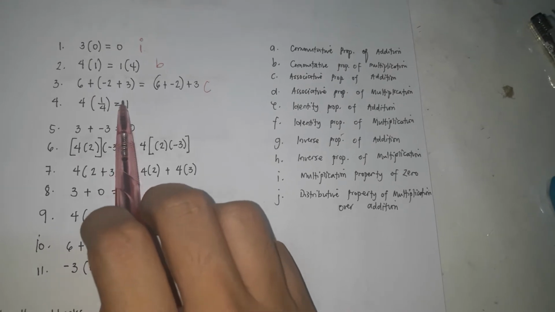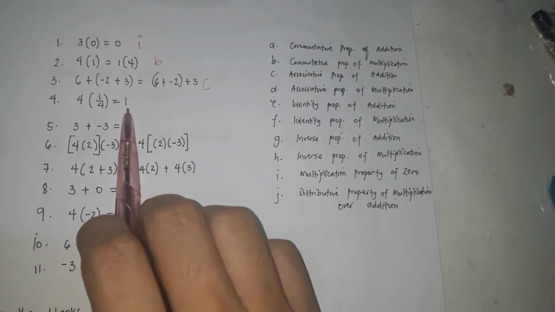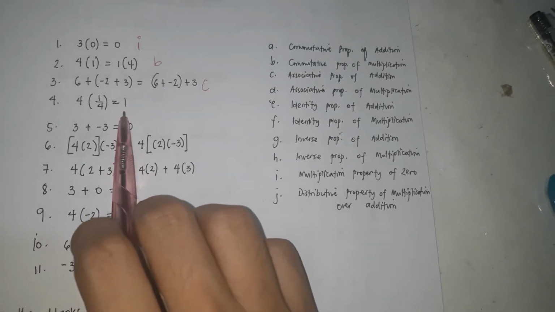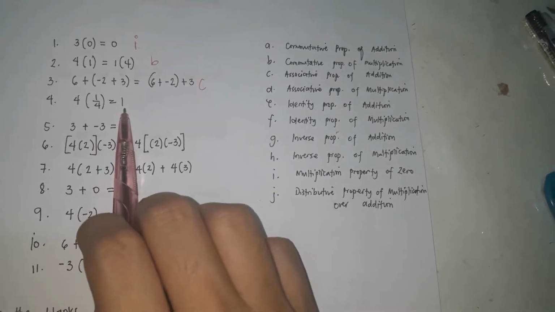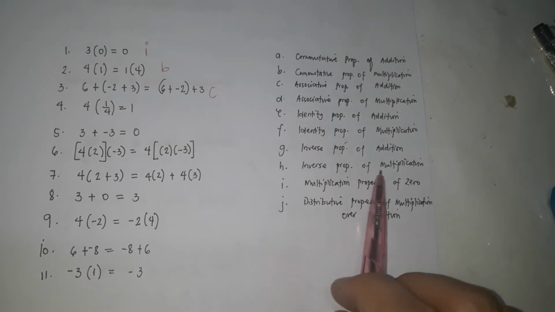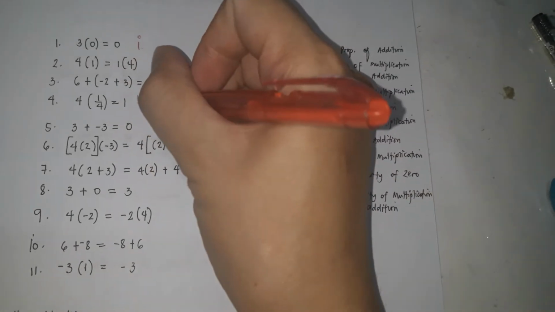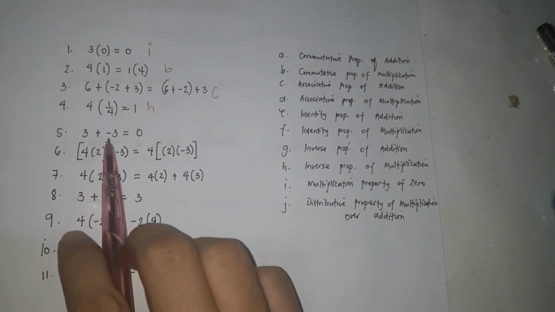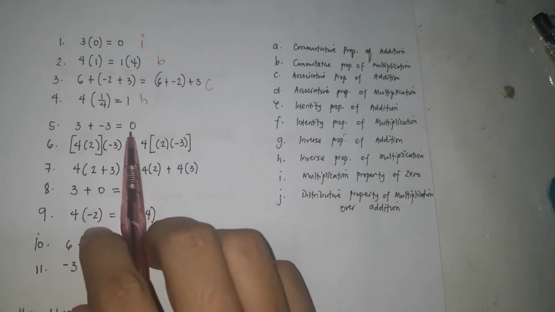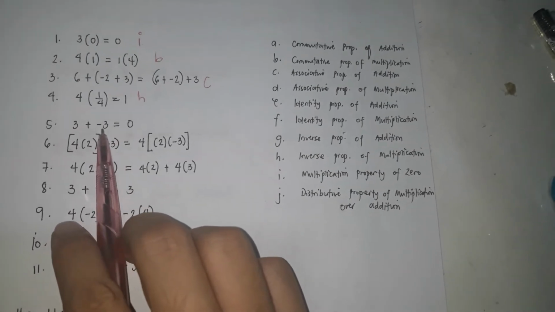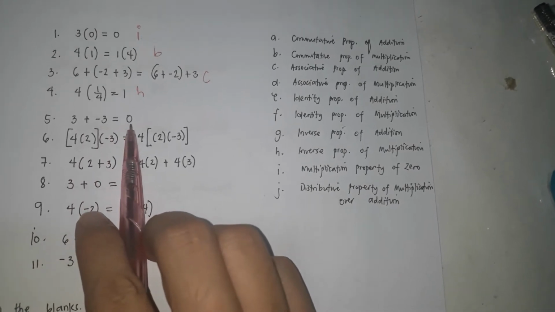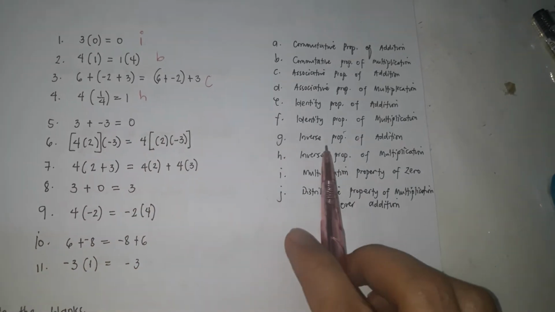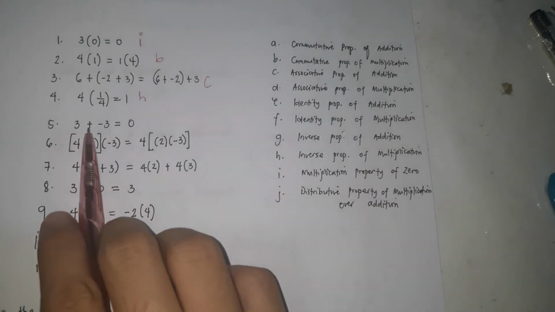Next, 4 times 1/4 is equal to 1. So, this is the identity. Ang 1. Pero, ang result is 1. Kapag result is 1, that's inverse property of multiplication. Letter H. 3 plus negative 3 is equal to 0. So, 0 ang result. Negative 3 ang plus. A plus negative A is equal to 0. That's, yes, inverse property of addition.